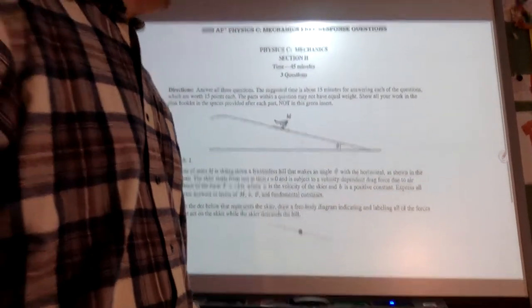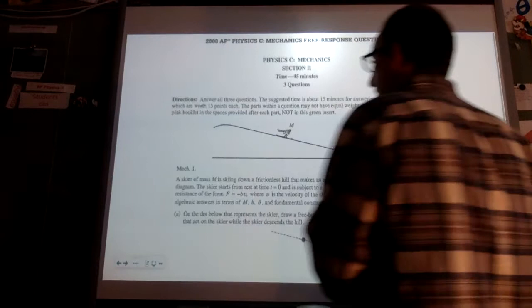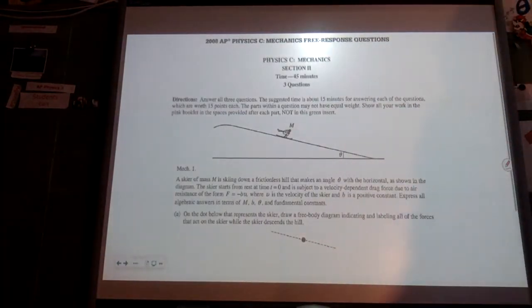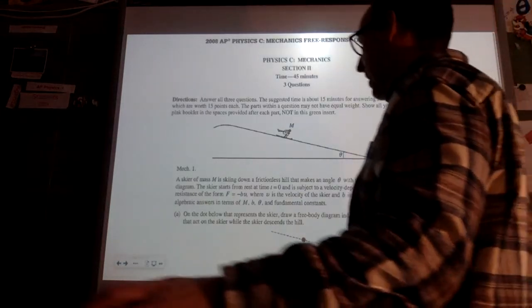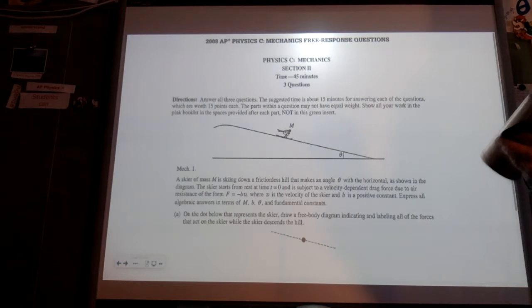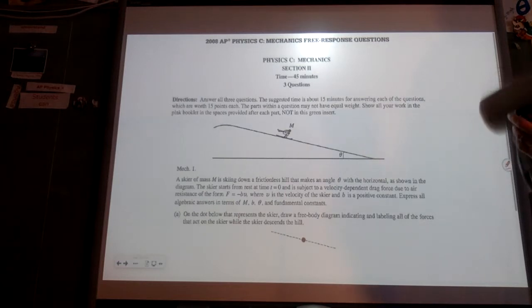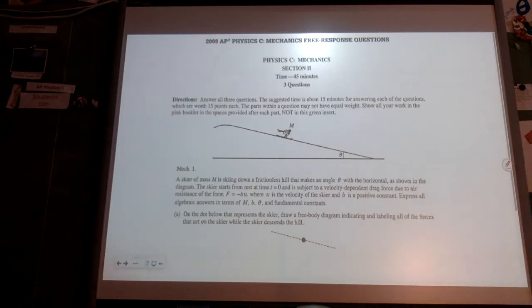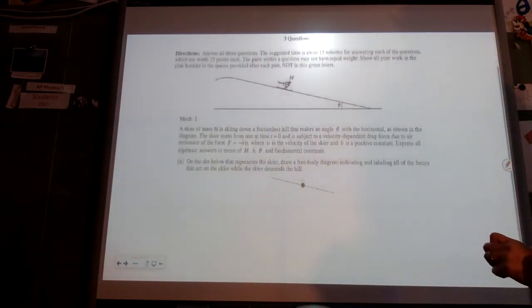We have a skier one here, so a little bit different. Skier mass M is skiing down a frictionless hill that makes the angle of theta with the horizontal as shown in the diagram. The skier starts from rest at time t equals 0 and is subject to a velocity-dependent drag force due to air resistance that's equal to negative bv, where v is the velocity of the skier and b is a positive constant. Express all algebraic answers in terms of m, b, theta, and fundamental constants.